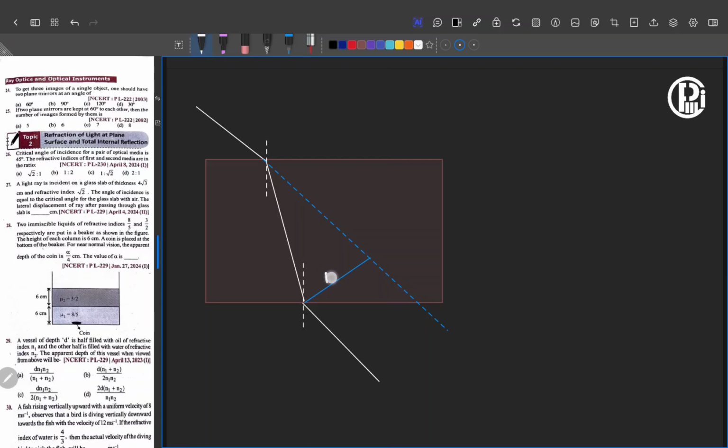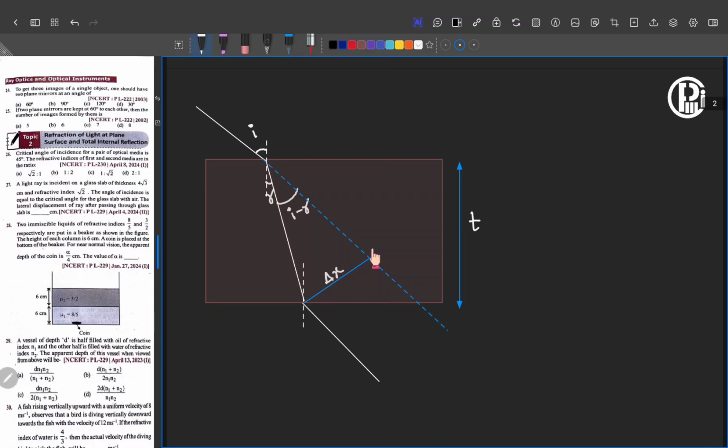So now let's say delta x, and you know this angle is called the incident angle i, and this angle is called the angle of refraction r, and you can see this total angle is how much? It is i minus r, right? One second. And let's say the thickness of this glass slab is T.